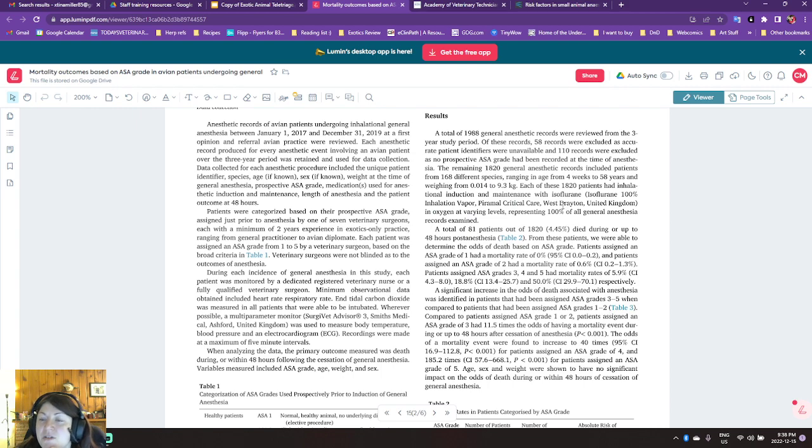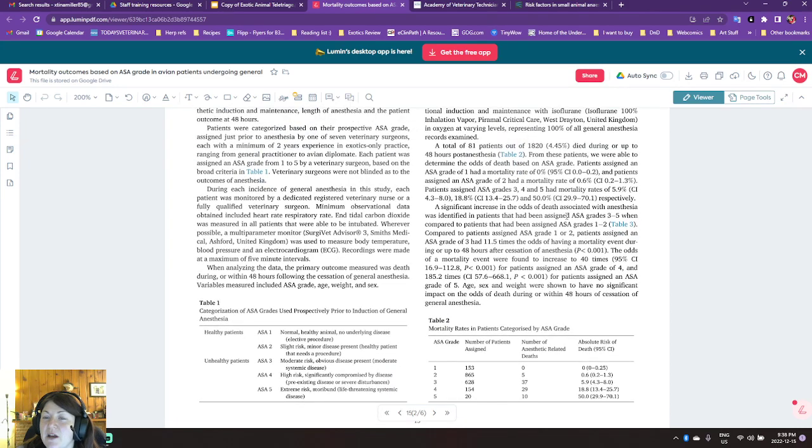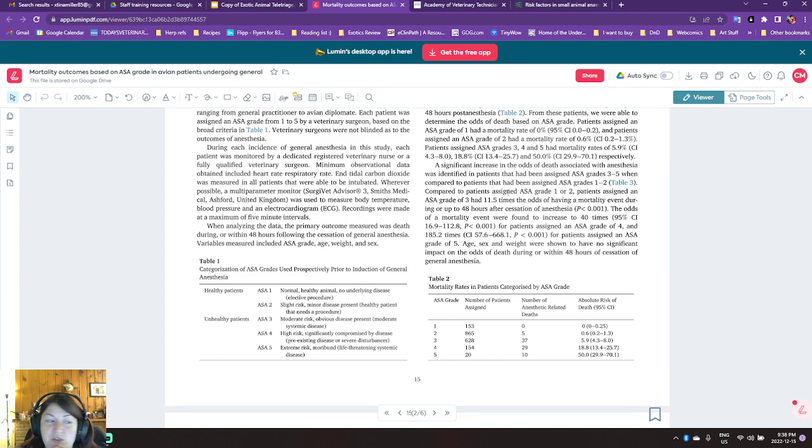So they all had inhalational induction and maintenance with isoflurane. Not surprising. Oxygen at varying levels. Okay. So just under 5% died during or up to 48 hours after the anesthetic, which again is pretty good considering a lot of these patients are quite sick. They're just making odds of death here, which I don't try to focus too hard on the numbers.